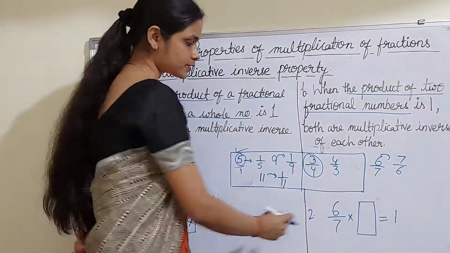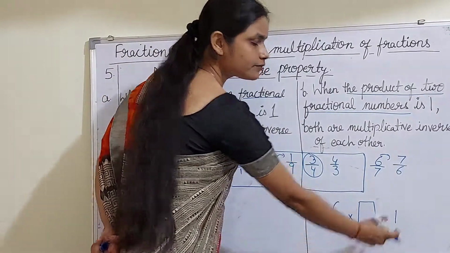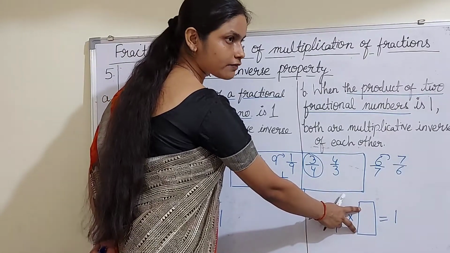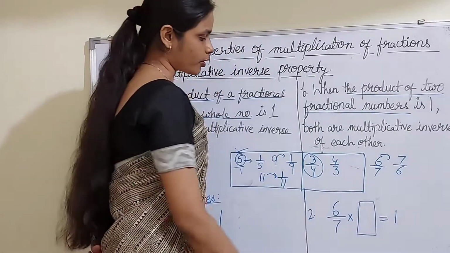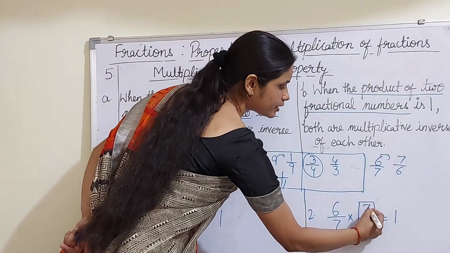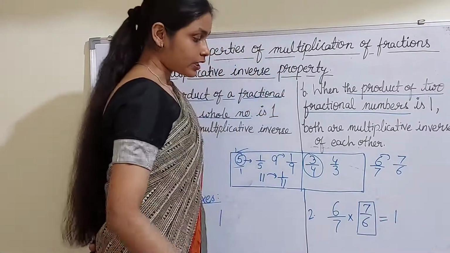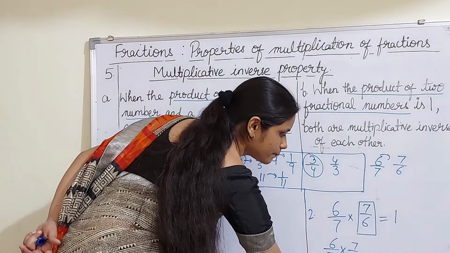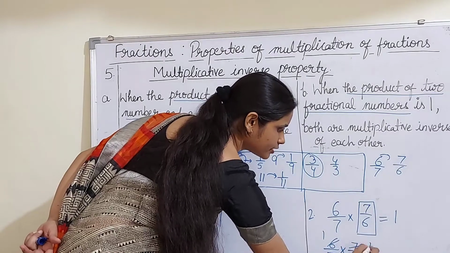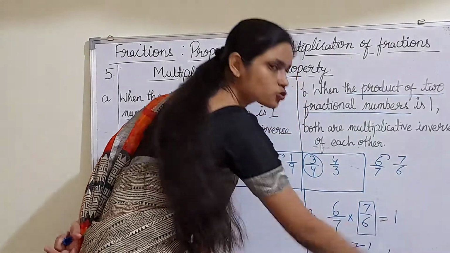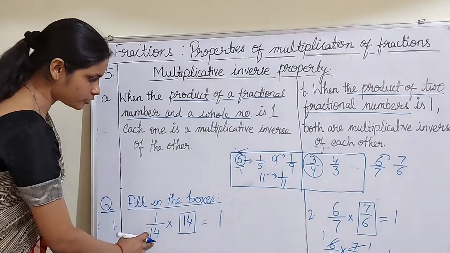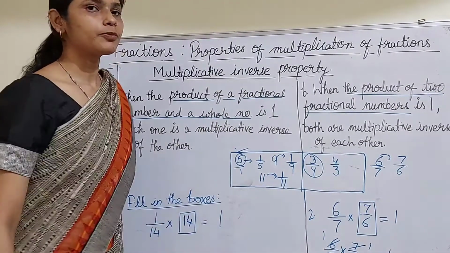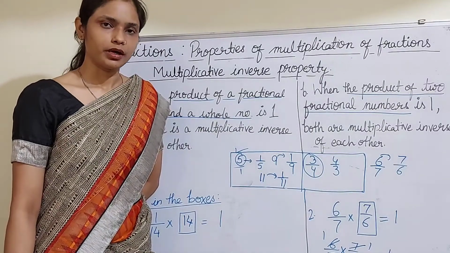Now let us apply it here. 6 by 7 multiplied by what number will give us 1? When a fraction is multiplied by its multiplicative inverse, we get 1 as the product. So 6 by 7 multiplied by 7 by 6 will give us 1. See how? 6 by 7 multiplied by 7 by 6. 6 ones are 6, 6 ones are 6, 7 ones are 7, 7 ones are 7. So the product is 1. Same is the case here also. So all these were the properties of multiplication of fractions.